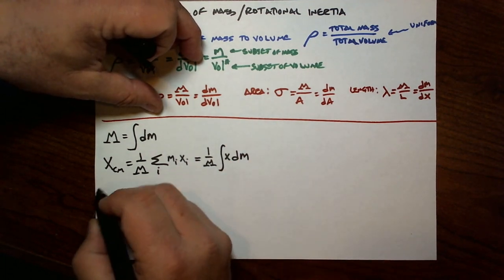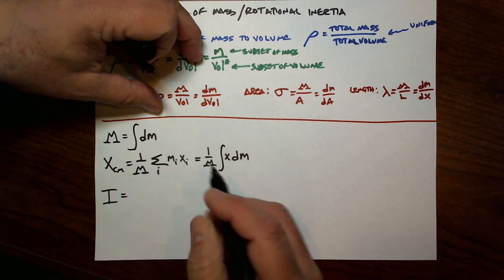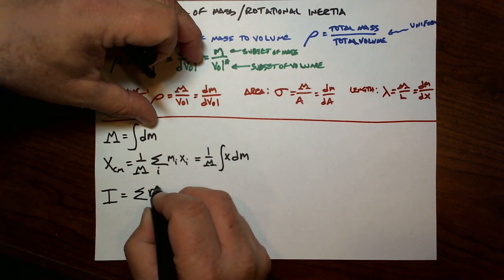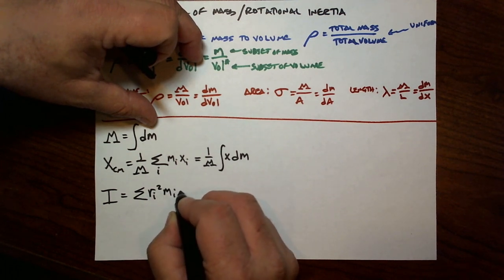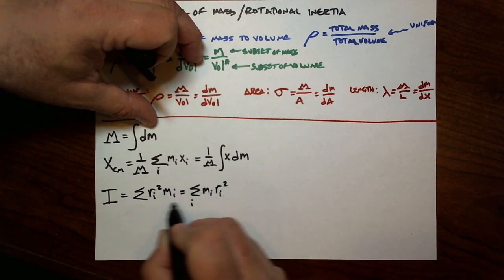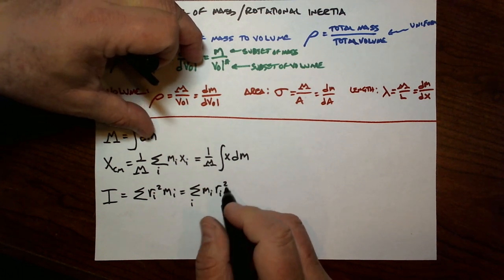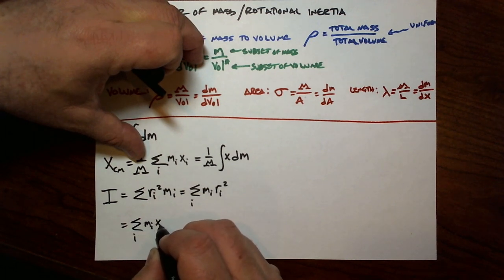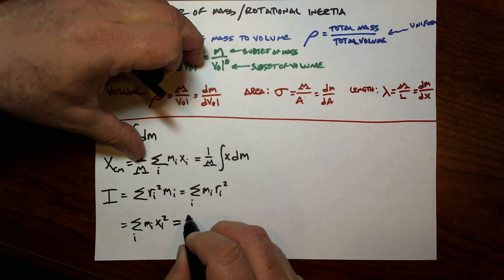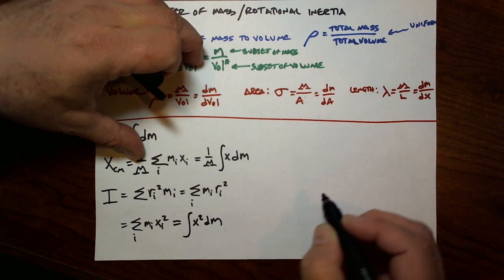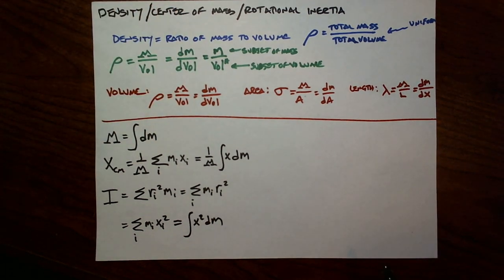And finally, moment of inertia did not have a 1 over m in front, but it was just the sum of all the mi times ri squared. I should have written this the other way: the sum over i of all the mi times ri squared. Now I'm going to replace r with x here in a second. So let's go ahead and do that: the sum over i of all the mi xi squared, which becomes, in the world of calculus, the integral of all the x squared dm. Okay, so we are going to make substitutions using these equations.